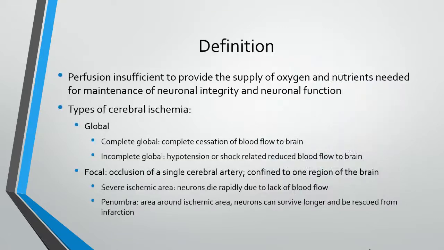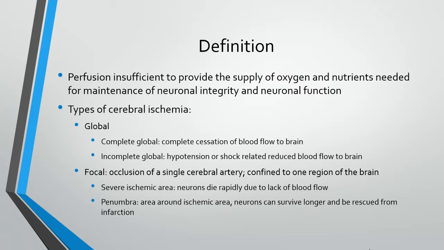So as we're all aware, ischemia is when we don't have enough oxygen being supplied to an organ to allow it to maintain the function that it's there to do. So for cerebral ischemia, that's when we just don't have enough perfusion to the brain or a certain area of the brain to maintain neuronal function.